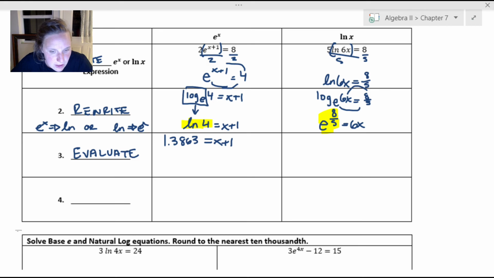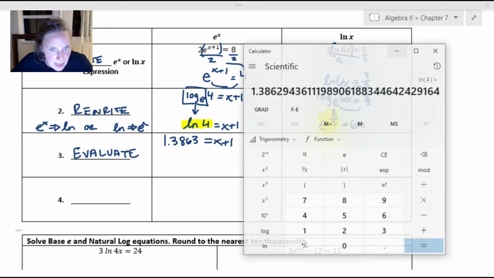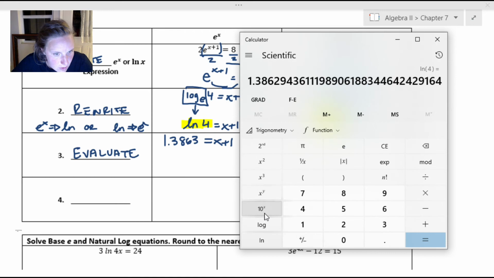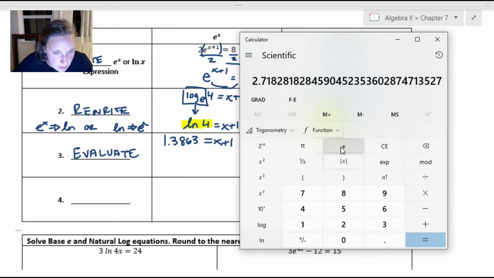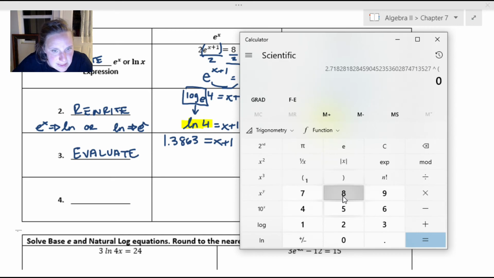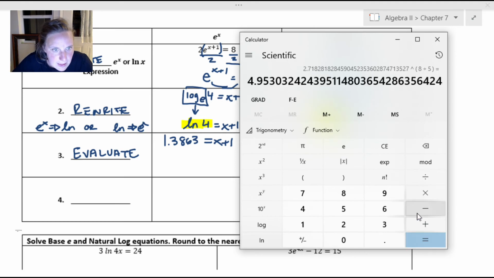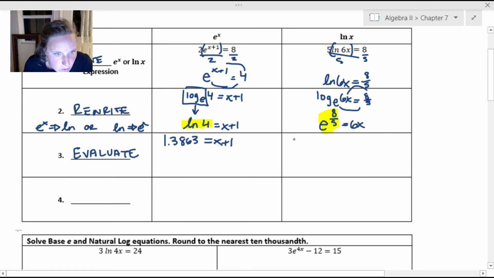E to the power of 8/5. So we should have a button for that. Clear. E, and that's the number e, to the power of, in parentheses, 8 divided by 5, close parentheses. That's going to give us 4.9530. 4.9530 is equal to 6x. And now we're just going to solve.